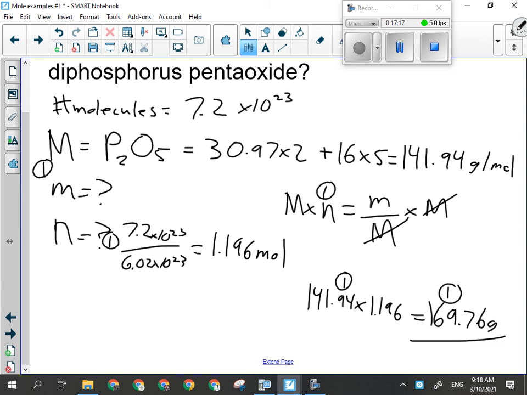Okay, so what I'm going to have you do now is practice some of this stuff out of the digital workbook. I'm going to show you which pages I want you working on. It's just doing some mole equation calculation type stuff.